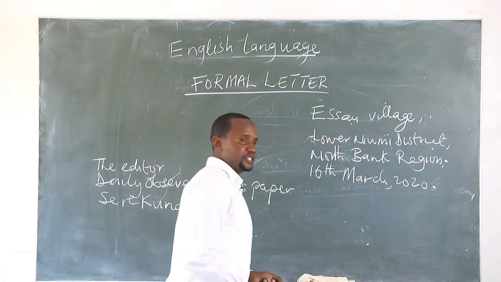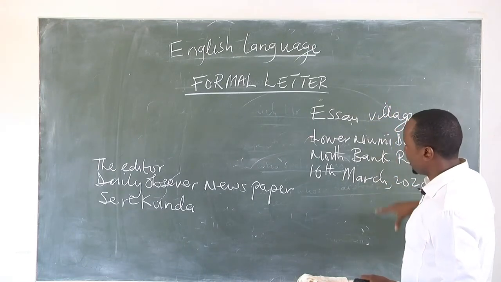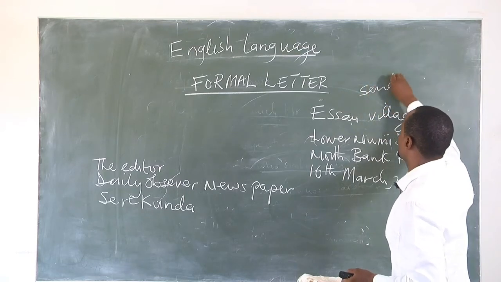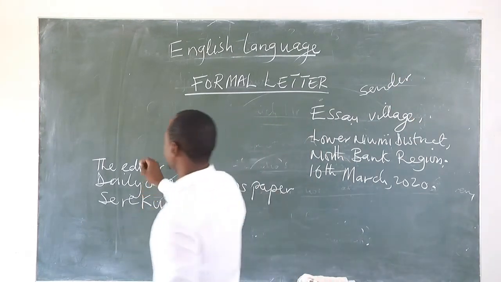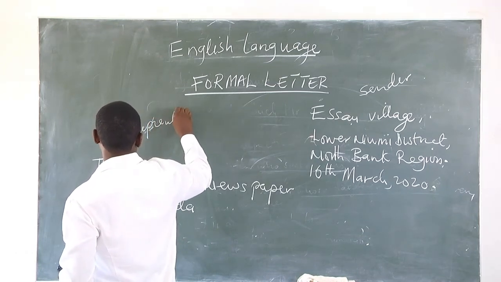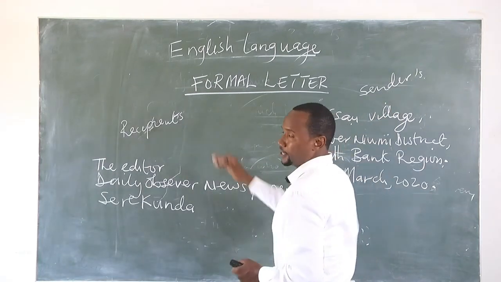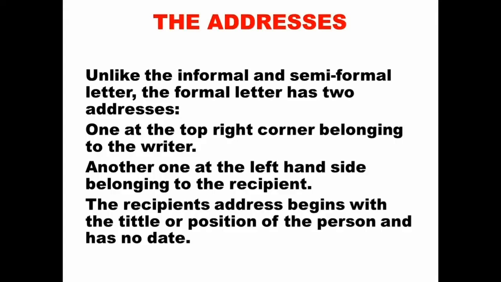Now, if you look at these 2 addresses here, we have one that is found at the right hand side, which belongs to the sender, which means the writer. This is the writer's address, and this is the recipient's address. This is the sender's and this is the recipient's address. Now, when we look at the address, we say unlike the informal and semi-formal letters, the formal letter has 2 addresses. One at the top right corner belonging to the writer, another at the left hand side belonging to the recipient.